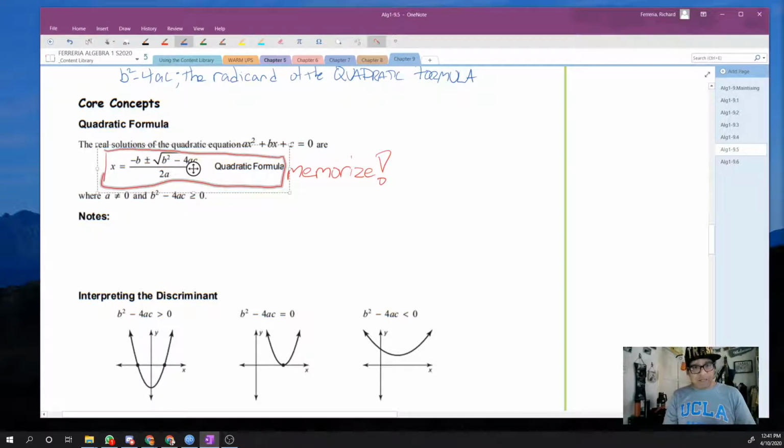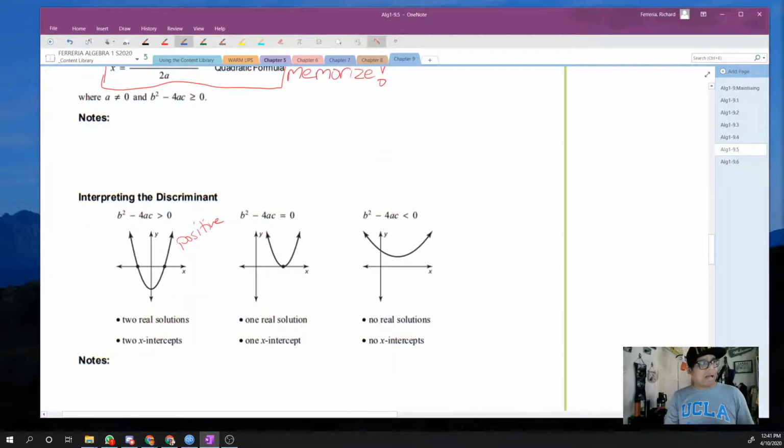Interpreting the discriminant. Let's take a look at what happens in this very first one. You got b squared minus 4ac is greater than 0. Greater than 0 means we have a positive result. And notice what happens when you graph something with a positive discriminant. Your parabola is going to go through the x-axis in 2 different places. And should that happen, that means you're going to have 2 x-intercepts. And an x-intercept is the same thing as a solution. So a positive discriminant means 2 solutions.